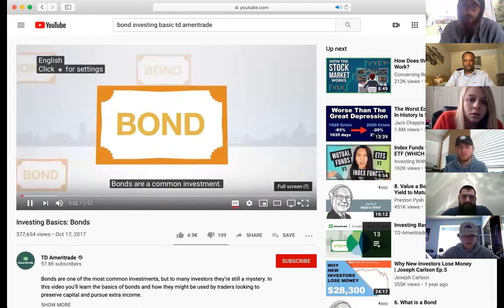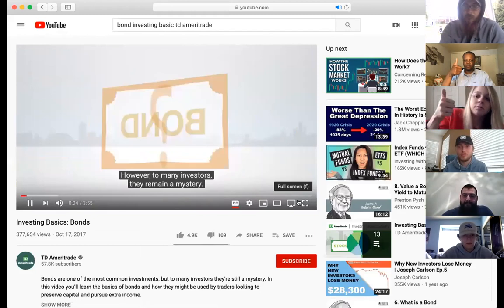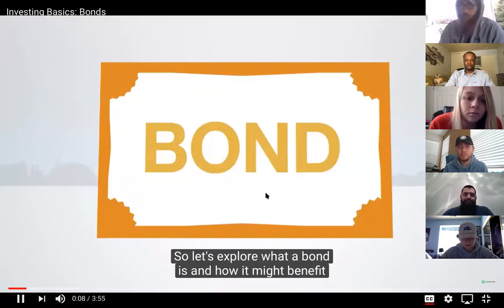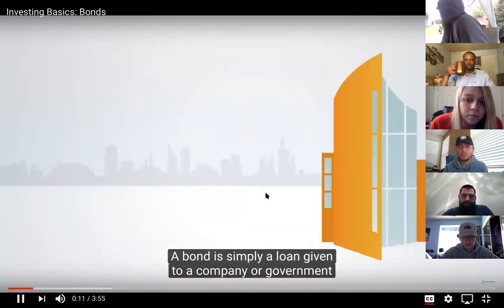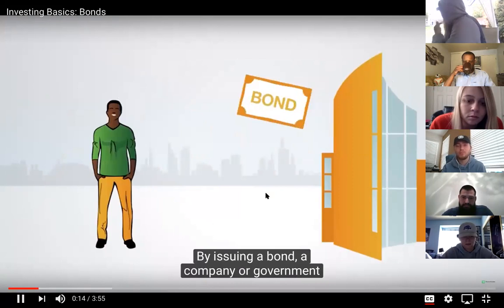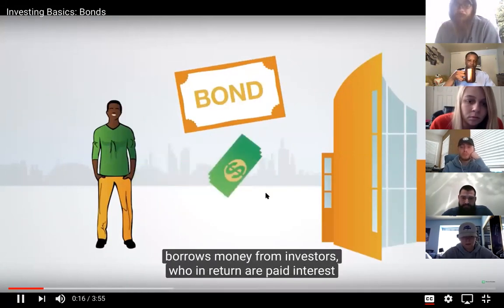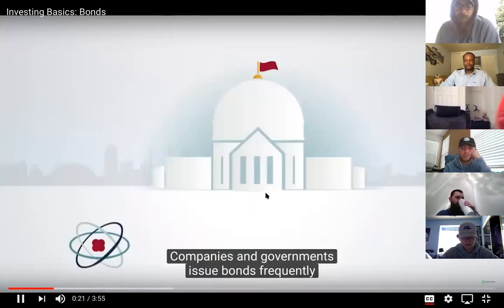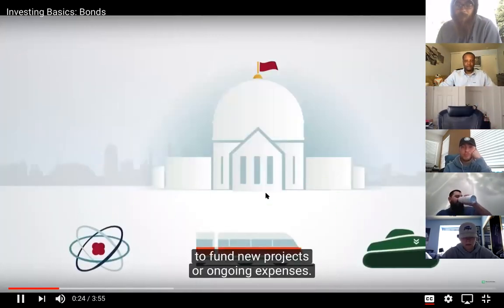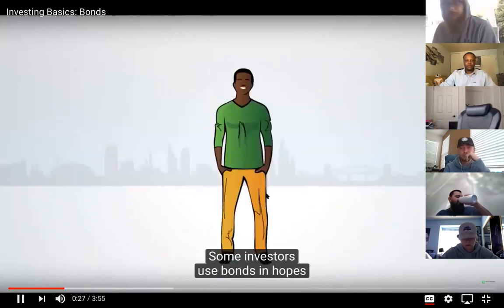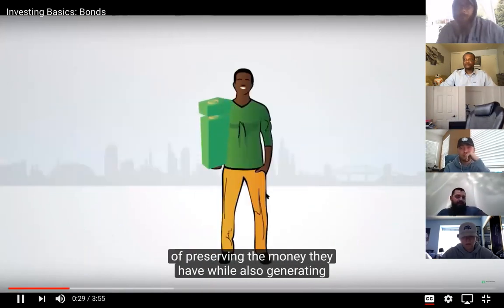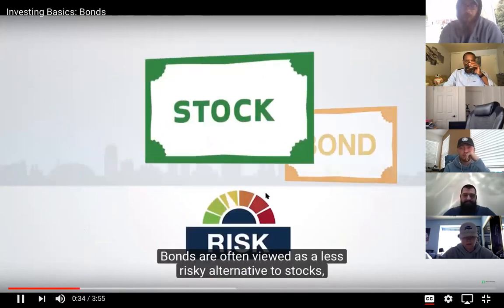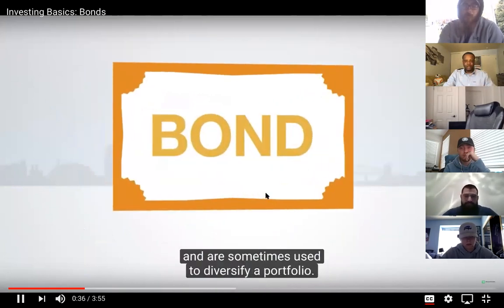Bonds are a common investment. However, to many investors, they remain a mystery. So let's explore what a bond is and how it might benefit your investment portfolio. A bond is simply a loan given to a company or government by an investor. By issuing a bond, a company or government borrows money from investors, who in return are paid interest on the money they've loaned. Companies and governments issue bonds frequently to fund new projects or ongoing expenses. Some investors use bonds in hopes of preserving the money they have, while also generating additional income. Bonds are often viewed as a less risky alternative to stocks and are sometimes used to diversify a portfolio.